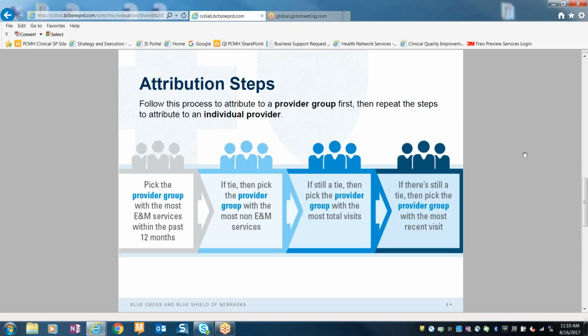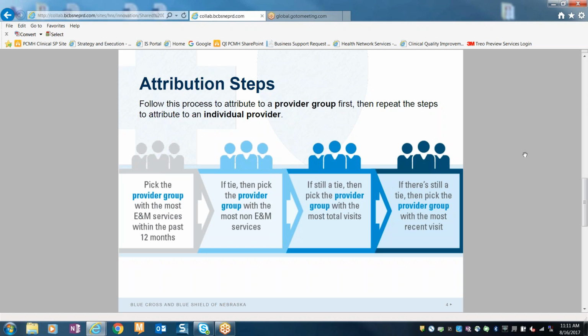So let's talk a little bit then about the steps in the attribution process. We have this little diagram here going from left to right. It's important to note that we go through this process twice. Once at a provider group level, and then once at a PCP specific or individual provider level, and I'll kind of explain what that means as we walk through this.